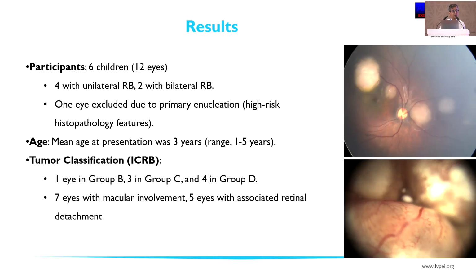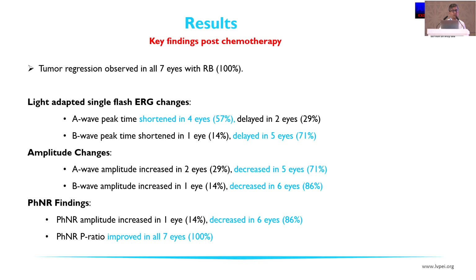I think that is very important because we understand these patients might have poor visual acuity both pre and post chemotherapy. In terms of findings, tumor regression was observed in all the 7 eyes. That was a 100% response following 6 cycles of chemotherapy.